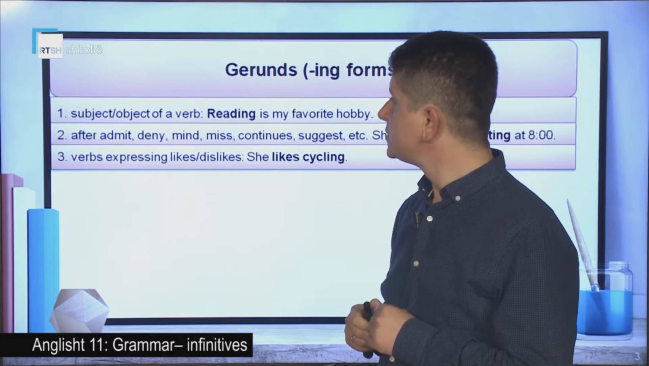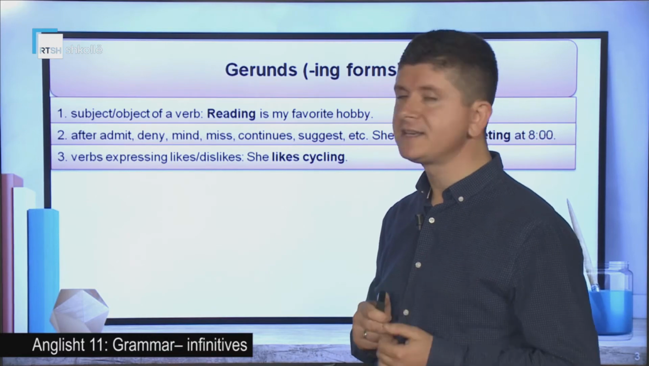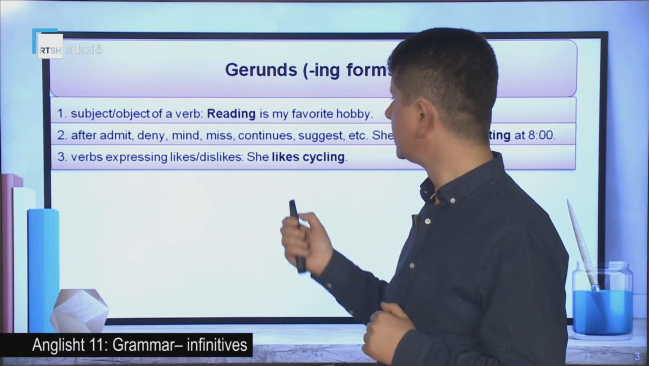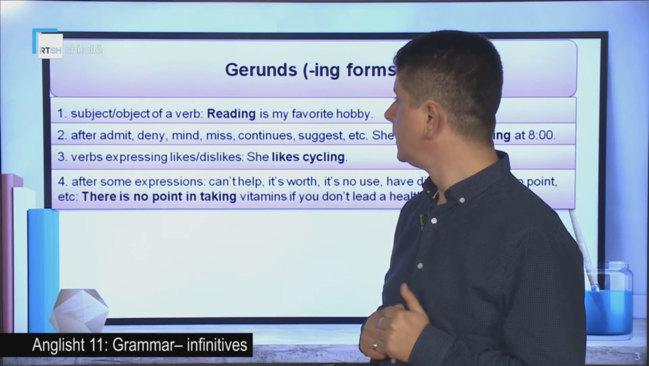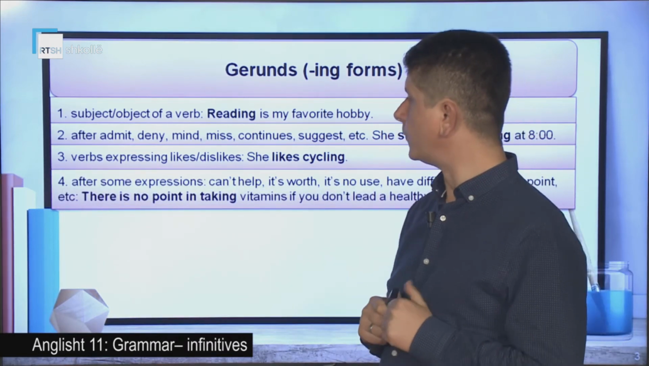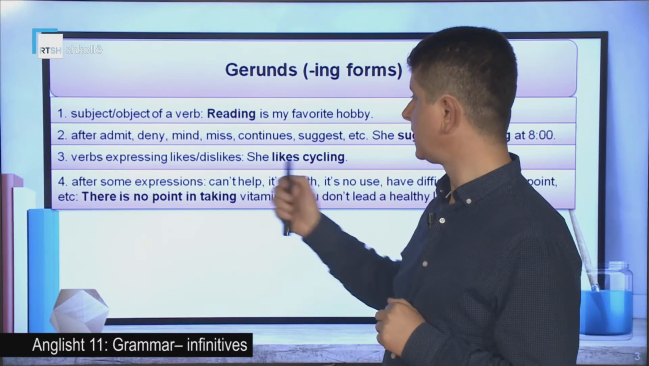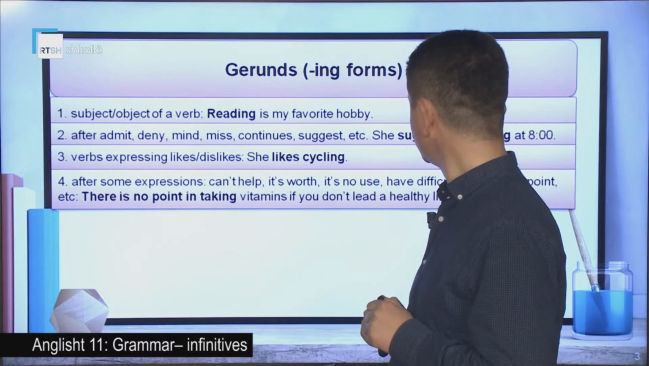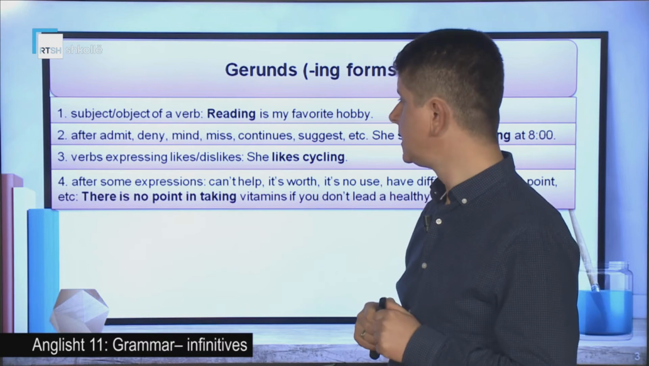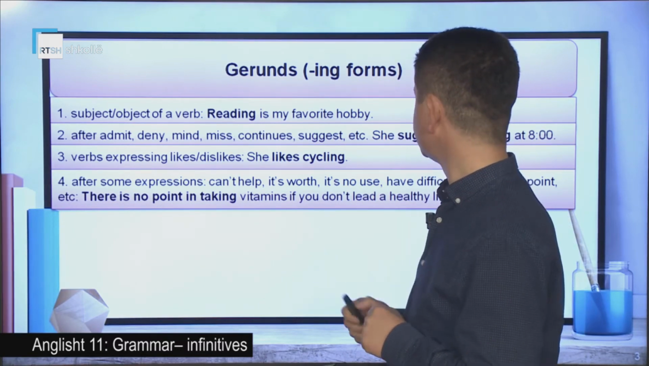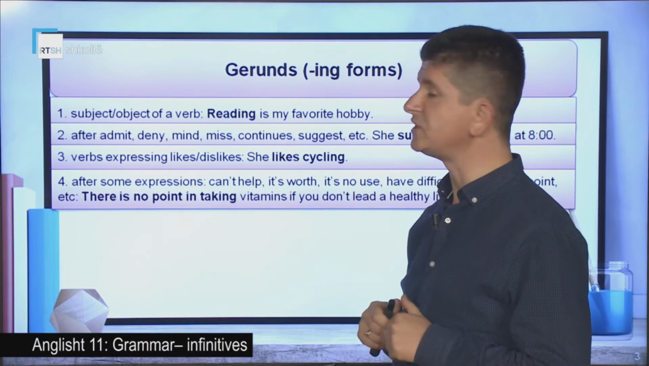We use the ing form after verbs which express likes and dislikes. For example, she likes cycling. She hates walking in the rain. We use the ing form after certain expressions. For example, can't help, it's worth, it's no use, have difficulty, there is no point, etc. For example, there is no point in taking vitamins if you lead a healthy life.